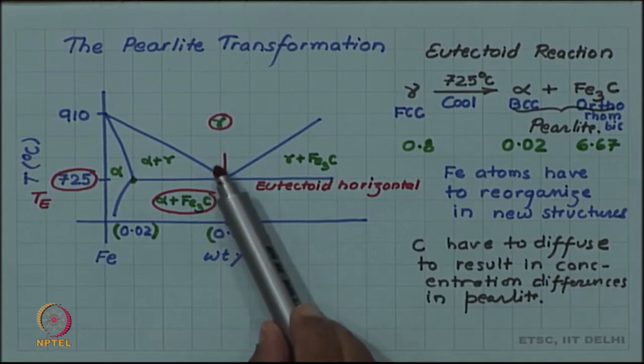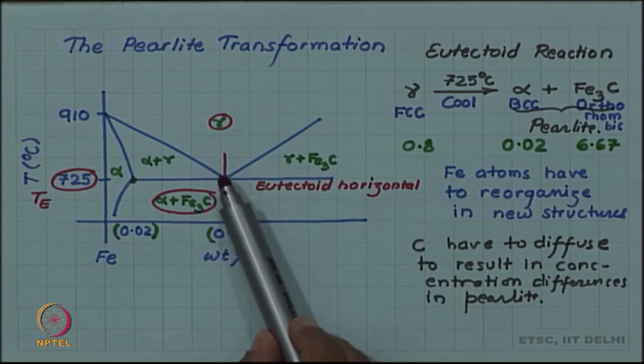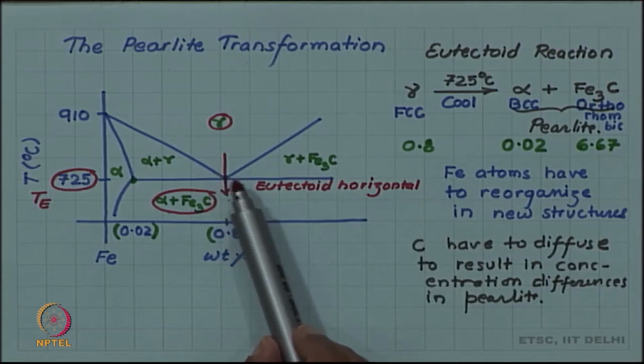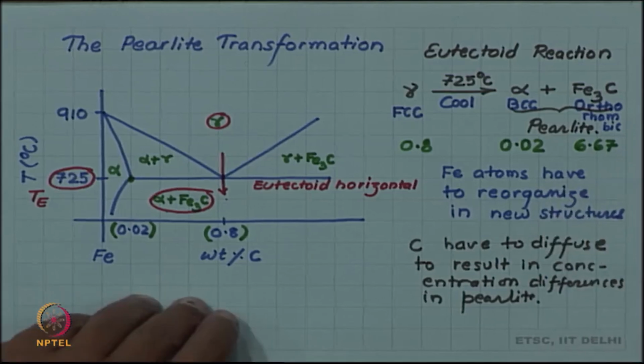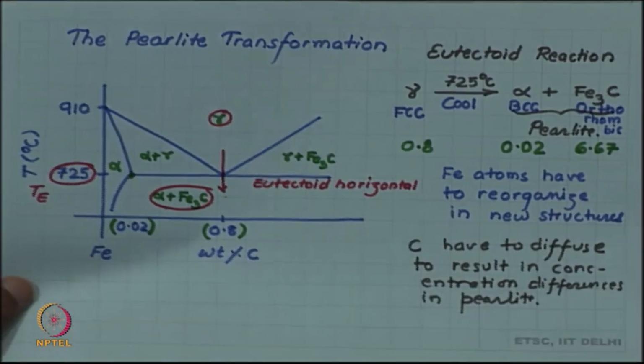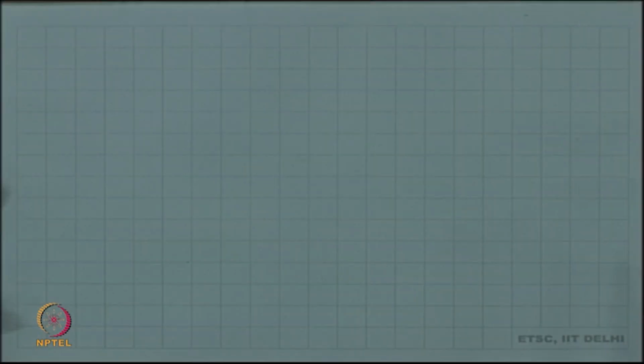It is not that as soon as we reach 725 the entire austenite will transform into perlite. So, we have to wait for some time for the transformation to happen. How long do we have to wait? This is the answer which comes from the time temperature transformation diagram.